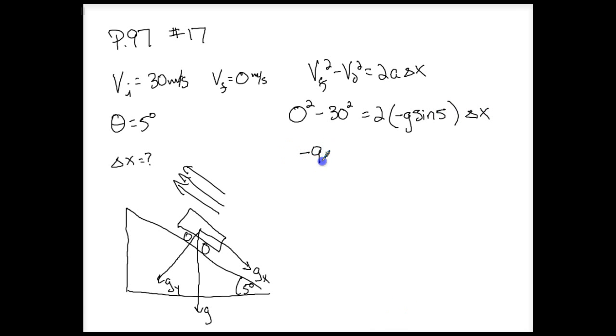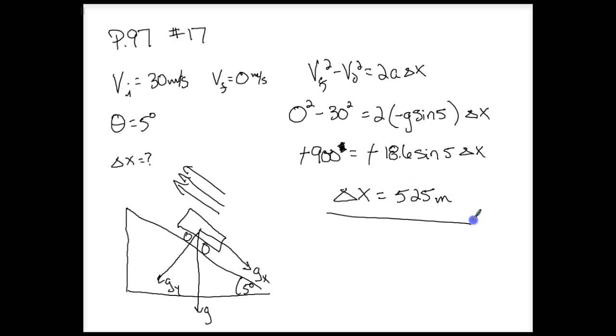Okay, so we get minus 900 equals minus 18.6 sine of 5 delta x. The minuses are going to cancel out. 2 times 9.8 gives me 18.6. Sorry, that's not 900 squared, what am I doing? Divide it out. We should get that delta x ends up being about 525 meters. And that's that.